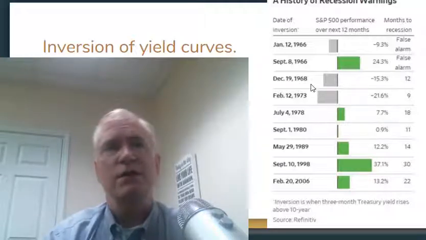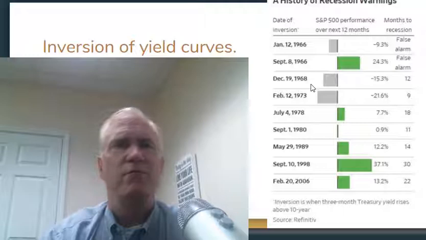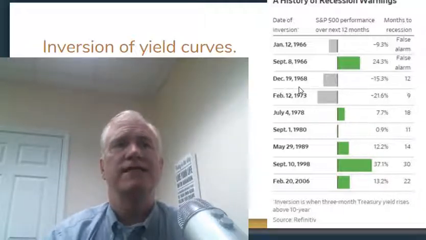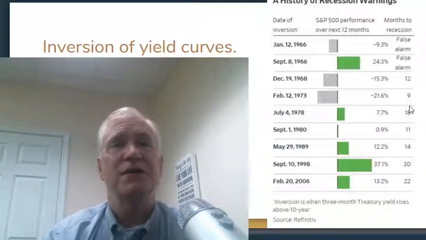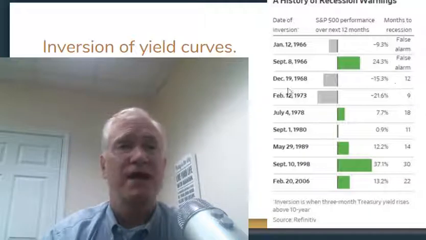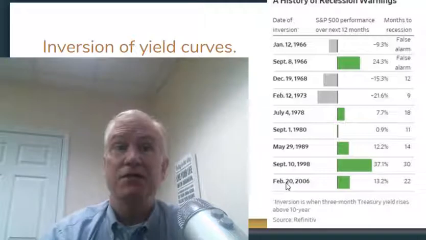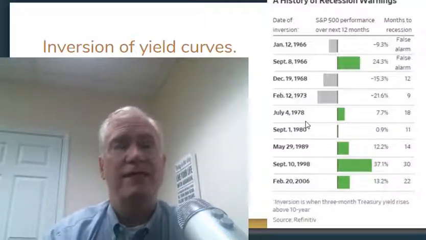The next two really fit what you see in these news headlines. December 19th, 1968. What we see here is a negative stock market return, double digit. We see a recession within 12 months. Boy, that really fits. February 1973, again, negative 21.6% return, and the recession showed up 9 months later. If all of them look like this, I would say, okay, it's only 9, but it sure is scary.